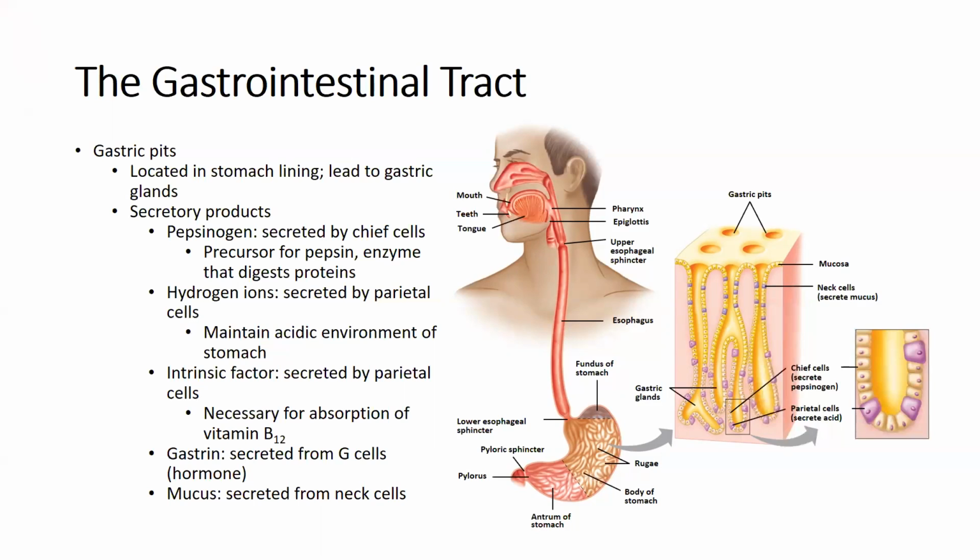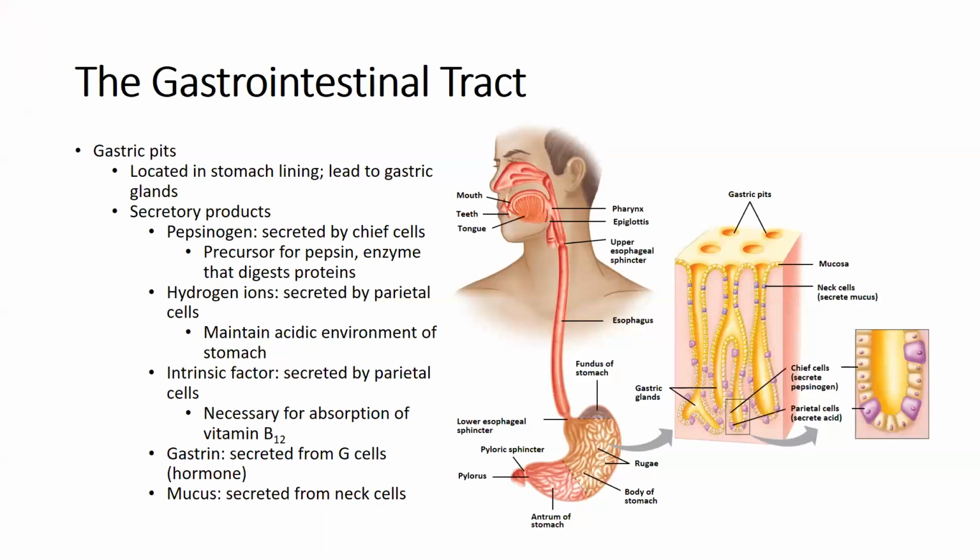Gastrin is secreted by the G cells, and gastrin is actually a precursor for hydrochloric acid. So gastrin is the hormone that tells the parietal cells to secrete their secretions. And then mucus is secreted from the neck cells, or the mucous neck cells. And this mucus is to help lubricate the gastric contents. All right, so different cells found within these glands.